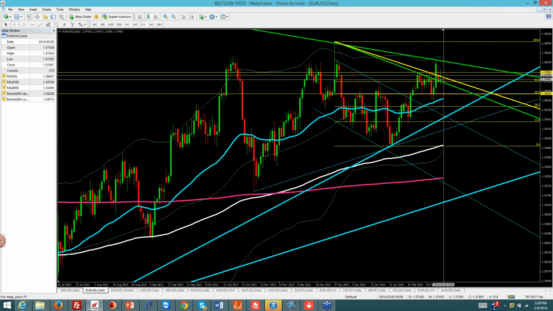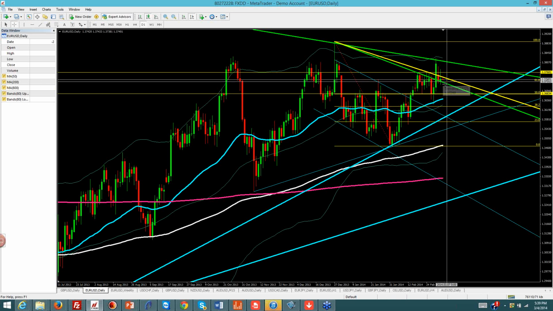Not an awful lot going on here. I think there's an opportunity and a chance. As you can see, there's a previous trend line here that's still relevant, and the 61.8 that we've closed above.